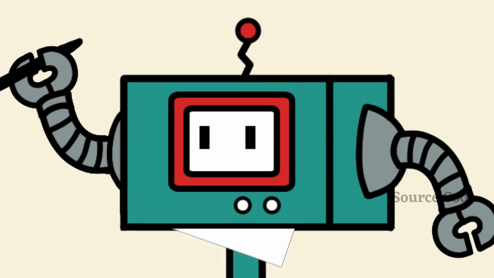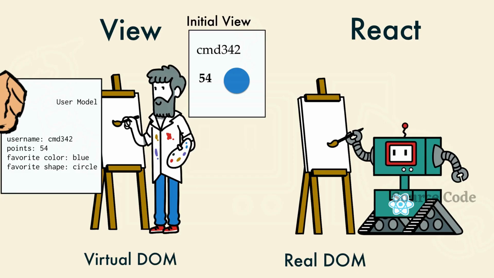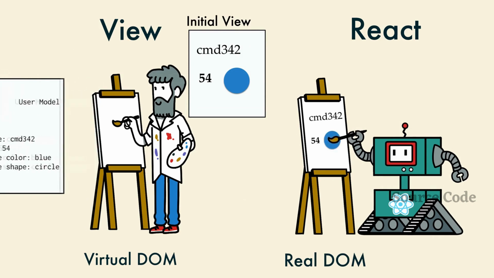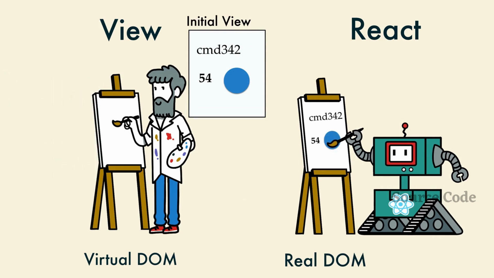React had very accurate and fast memory banks. It could remember exactly what was already painted in the real DOM. New painting. At first the DOM was empty, so it knew to paint the whole thing. It could paint very fast because it was a robot.